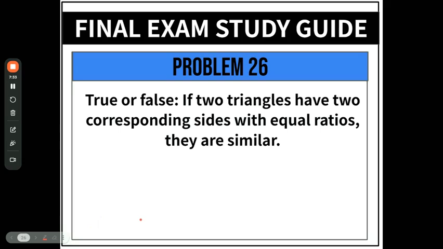Problem 26. True or false? If two triangles have two corresponding sides with equal ratios, they are similar. Okay, this one is actually going to be false. Why? Well, if all we know is that the sides have equal ratios, that doesn't tell us anything about the angles that form the triangle. So this one has to be false. We have to know the angles that are between the sides that have equal ratios. So false.